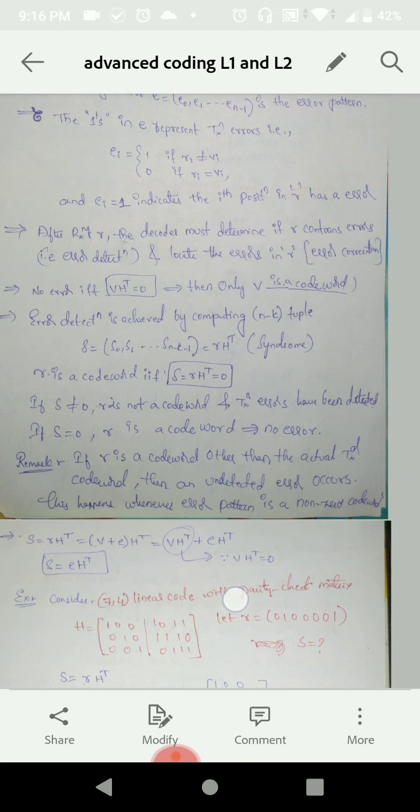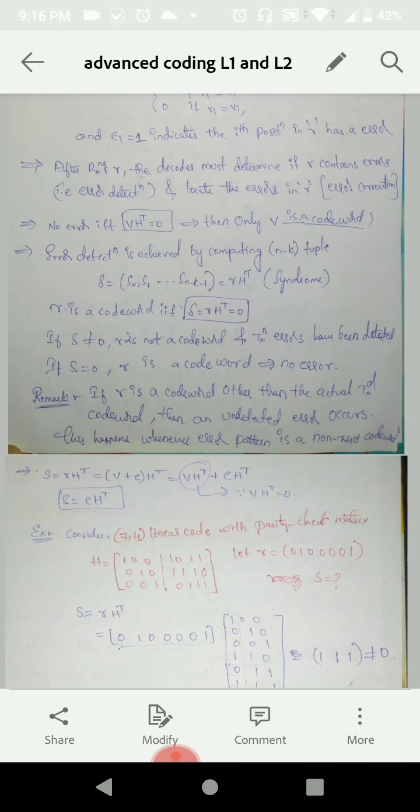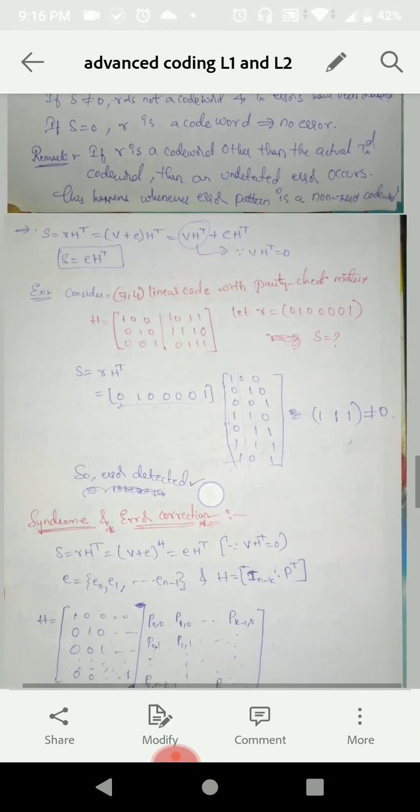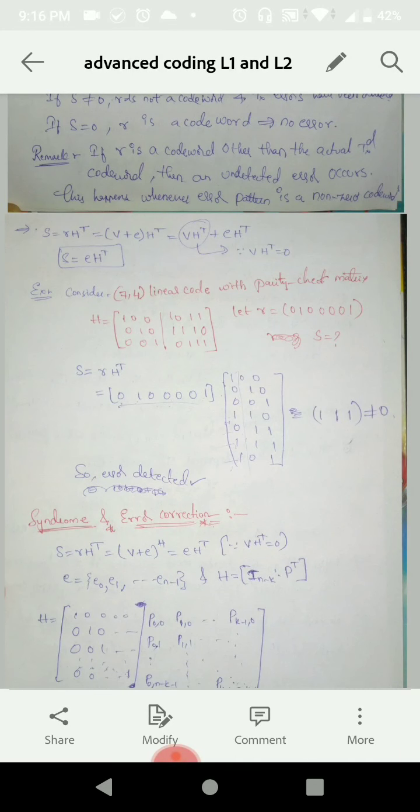So the remark is: if r is a code word other than the actual transmitted code word, then an undetectable error occurs. This happens whenever the error pattern is a non-zero code word. So S is equal to r into H transpose. But we already know r is v plus e. By substituting that, we get v into H transpose plus e into H transpose, where v into H transpose is nothing but 0. So S, the syndrome, depends purely on e into H transpose.